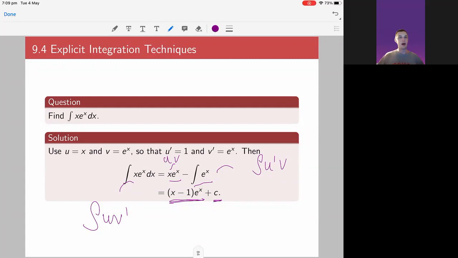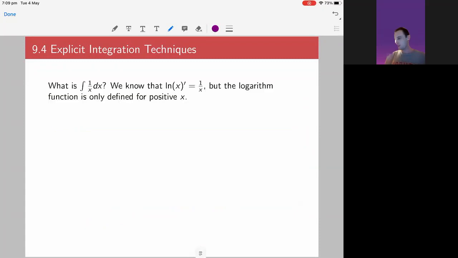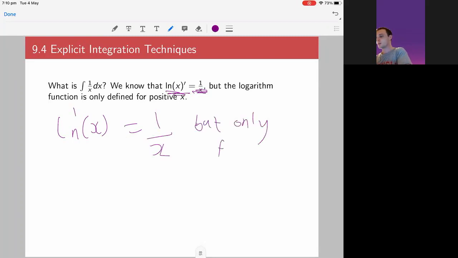Now, I want to spend a bit of time on a particular function whose antiderivative we've actually seen a few times, but there's something else we can do. So the function I'm dealing with is the natural logarithm function. The natural logarithm function is defined for all positive x, and we know that the derivative of log of x is 1 on x, but this is only true for positive x.